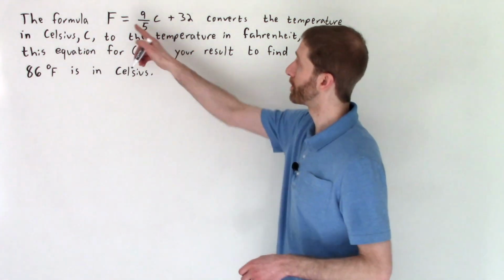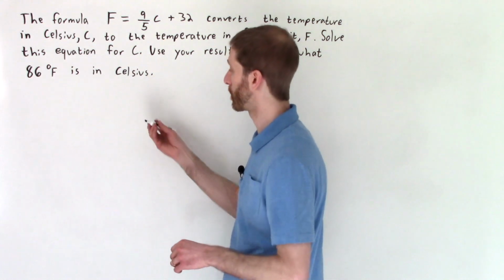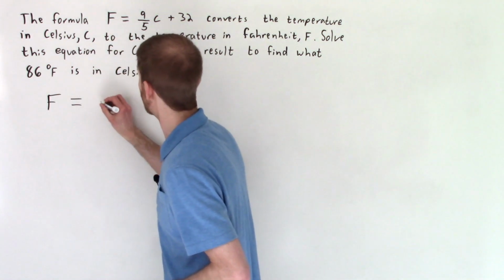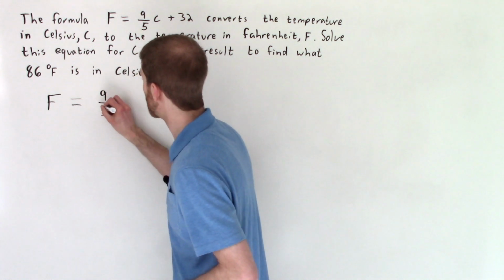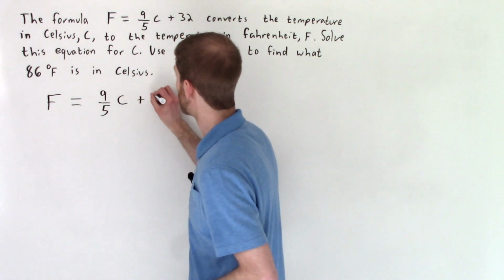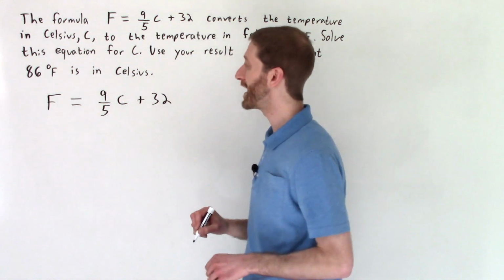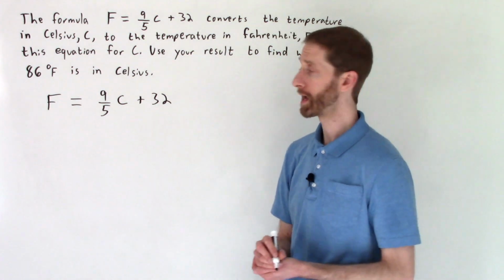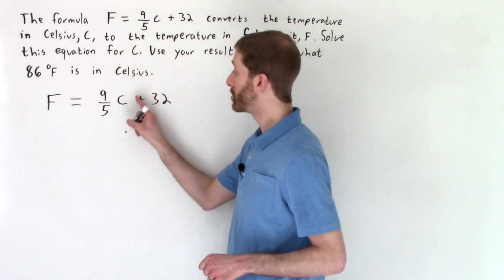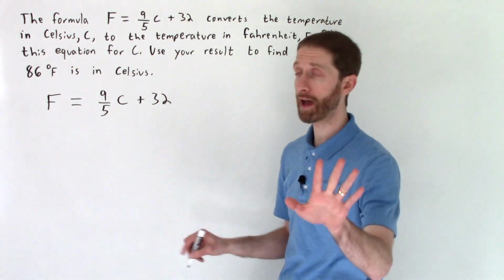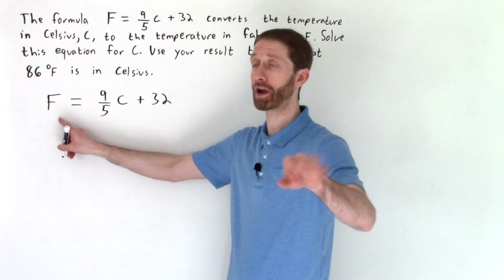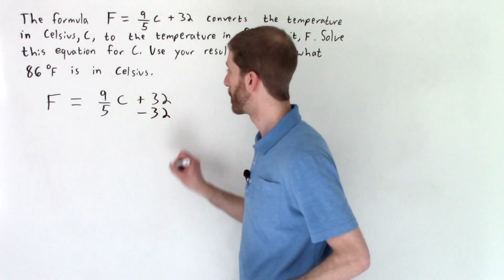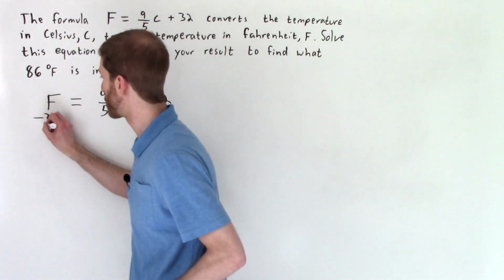So we're going to solve this equation for C. Let's do exactly what we're being told to do. I'm told F is equal to 9/5 C plus 32. We are going to isolate C because we're told to solve for it. To isolate C, I need to first undo plus 32. Ignore the fact that this is not a number over here. You don't care about that. You want to undo the order of operations. So I undo plus 32 by subtracting 32 on both sides.